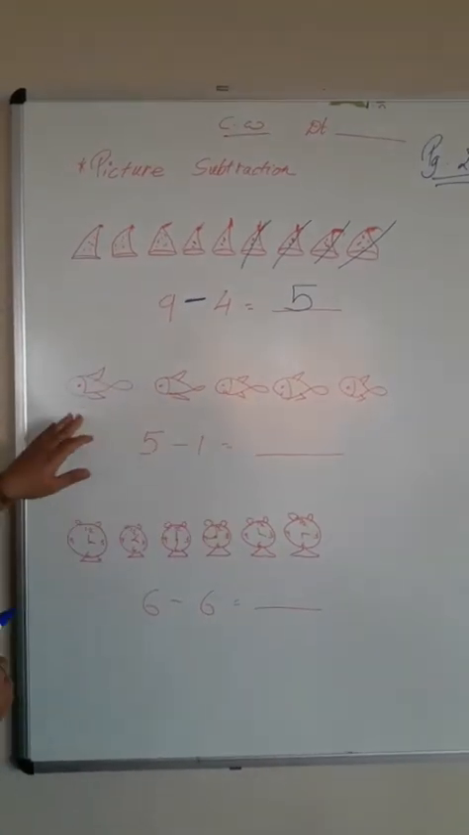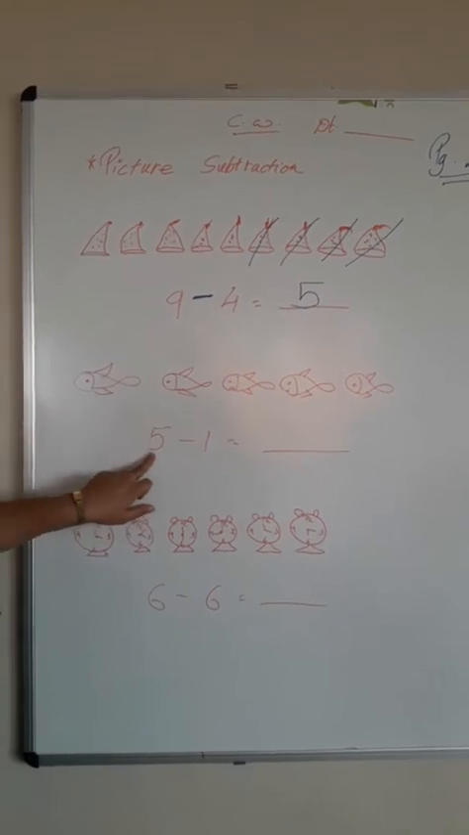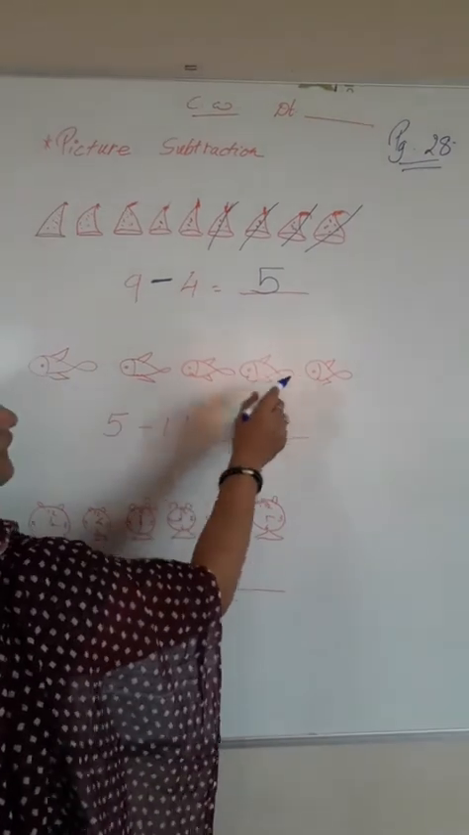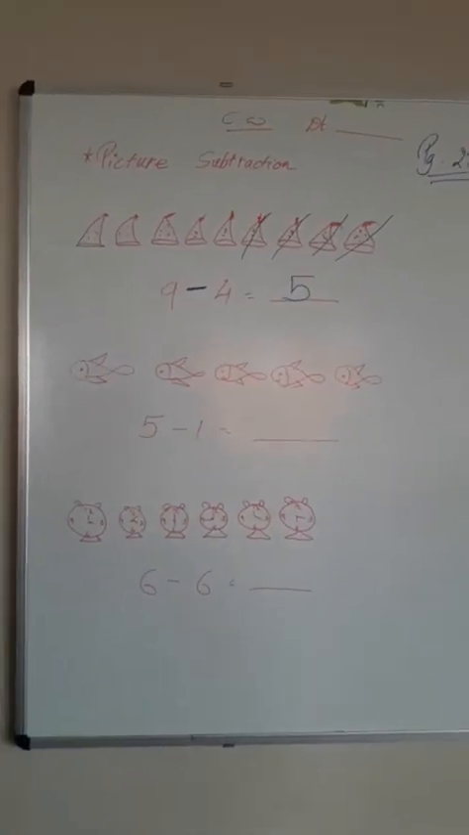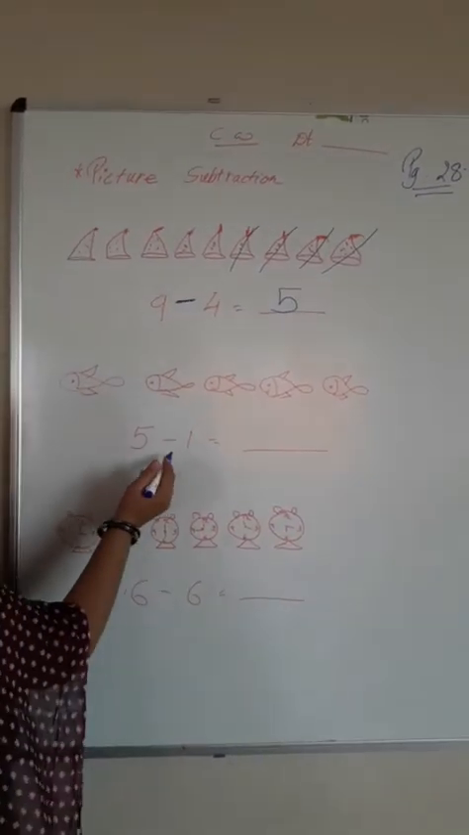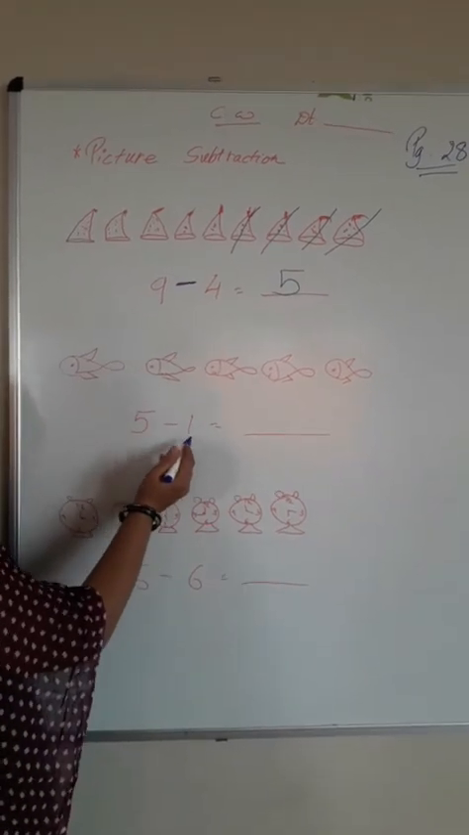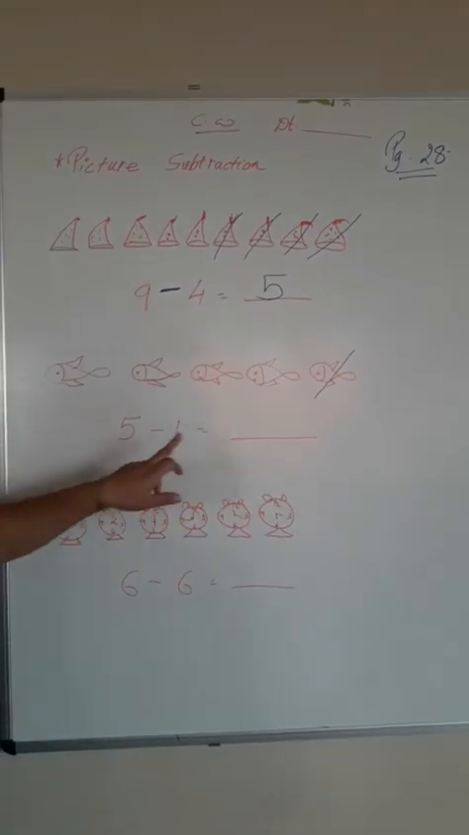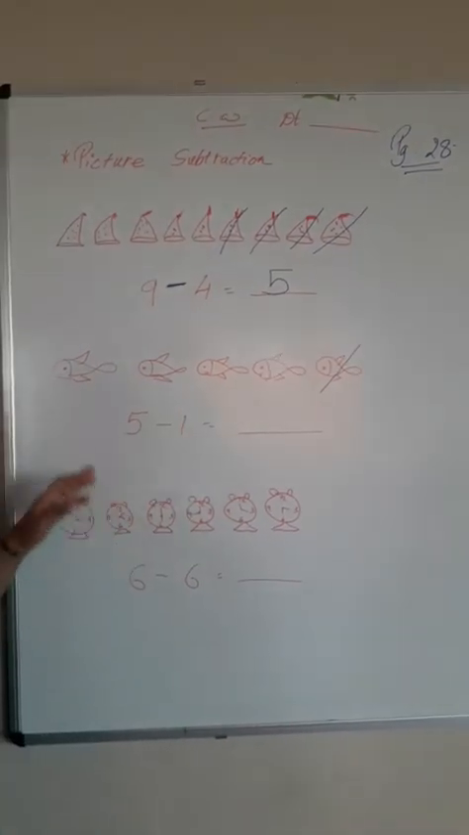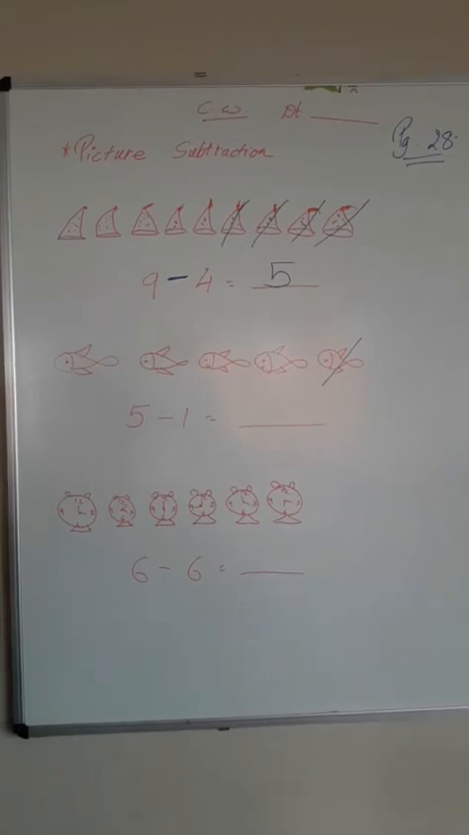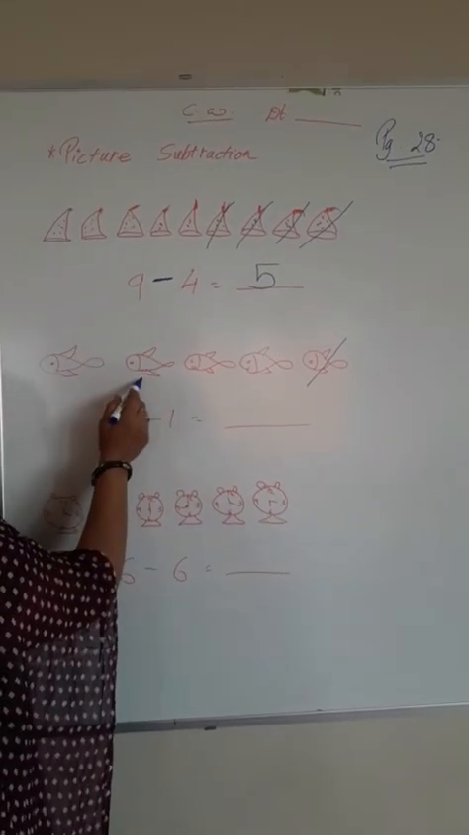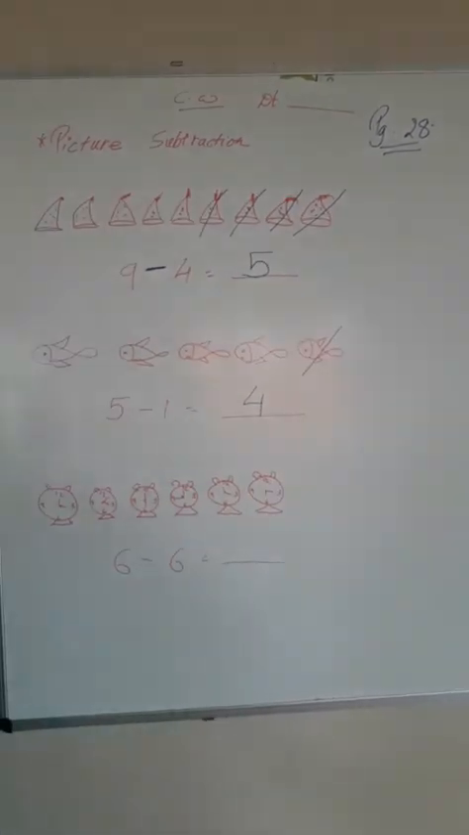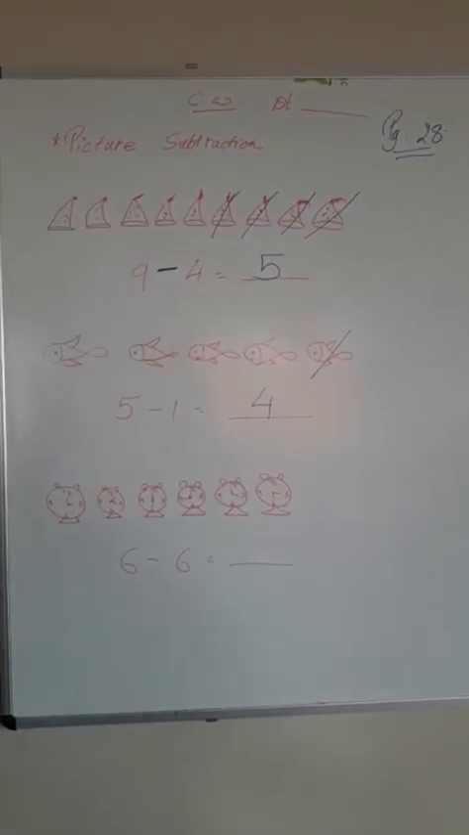These are fishes. Let us count how many fish. 1, 2, 3, 4 and 5. In the aquarium there are 5 fishes. And how many do we have to take away? 1. So we take away from the last. And 1 fish is taken away. Now let's count how many remaining. 1, 2, 3 and 4. So we have only 4 fishes now in the aquarium.